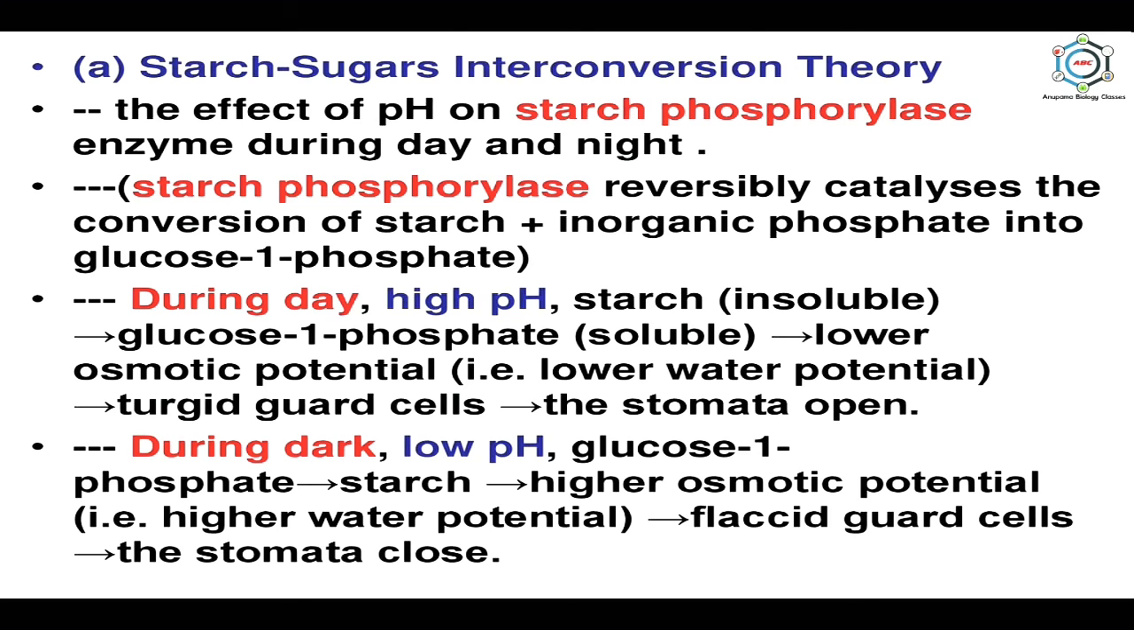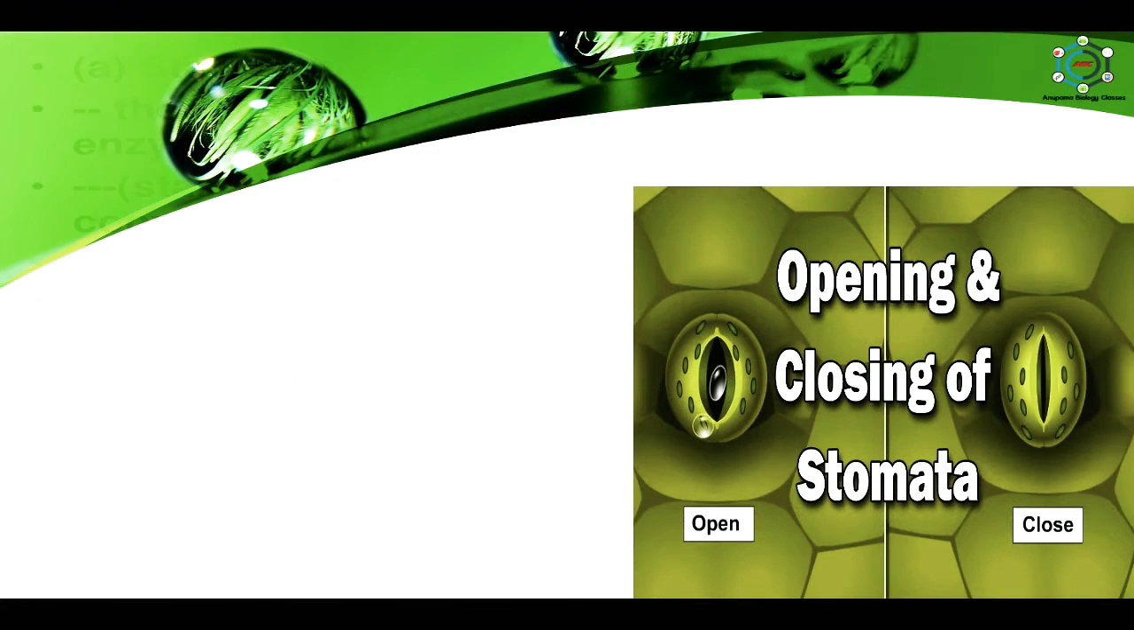During the day, high pH, starch is converted into glucose 1-phosphate, then lower osmotic potential, which targets the guard cells, and the stomata open. While in case of dark, low pH, glucose 1-phosphate is converted into starch, high osmotic potential. Because of this, the guard cells become flaccid and the stomata close. So this is all about the starch-sugar interconversion theory.